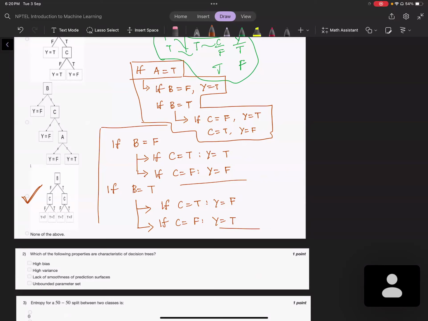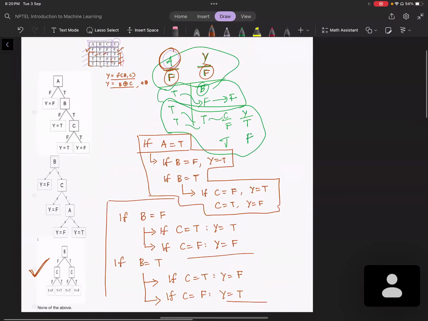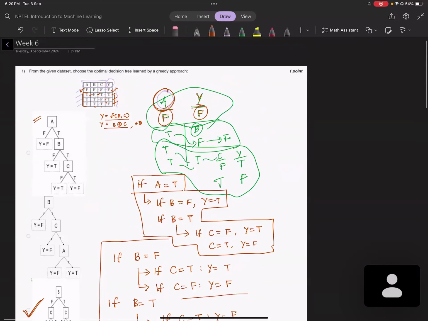Why didn't we consider A? Yeah, as I said, if we consider A, we still can make a valid tree like this. This could be the answer, but since we are looking for a greedy approach, we have to minimize the depth that we are considering. So we are going for trees with fewer levels.